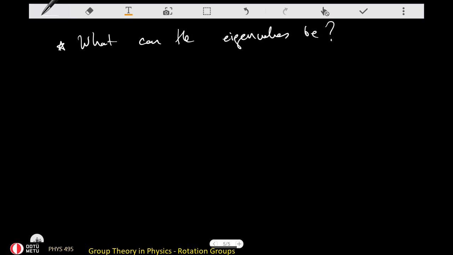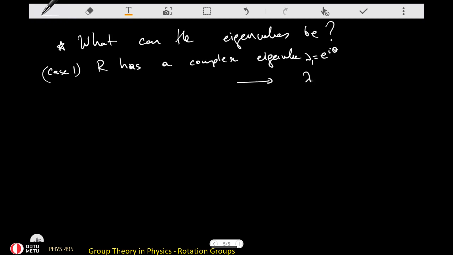Eigenvalues of R. So there are these 2 cases. R has a complex eigenvalue. Let's say that R has an eigenvalue in the form of e to the i theta. So that means this is our first eigenvalue, where this is on the complex plane, not on the real line. This therefore implies that a second eigenvalue is given by e to the minus i theta.